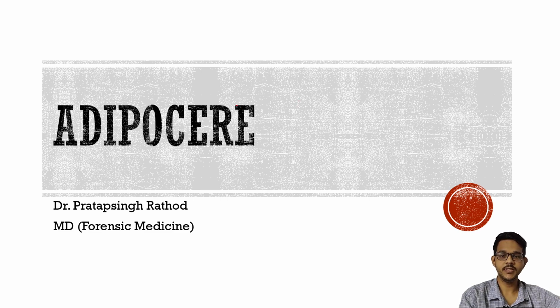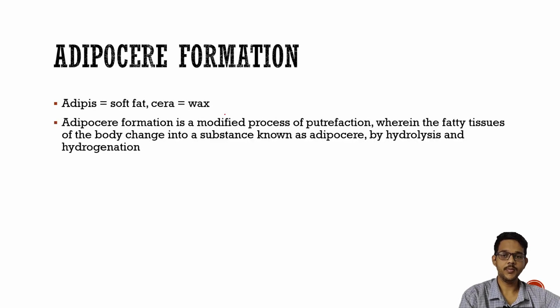Today we'll discuss adipocere formation, which is the late change seen after death. Adipocere is a word derived from adipose, which means soft fat, and cera, which means wax. So adipocere formation is a modified process of putrefaction, wherein the fatty tissues of the body change into a substance known as adipocere by hydrolysis and hydrogenation of fatty tissue.